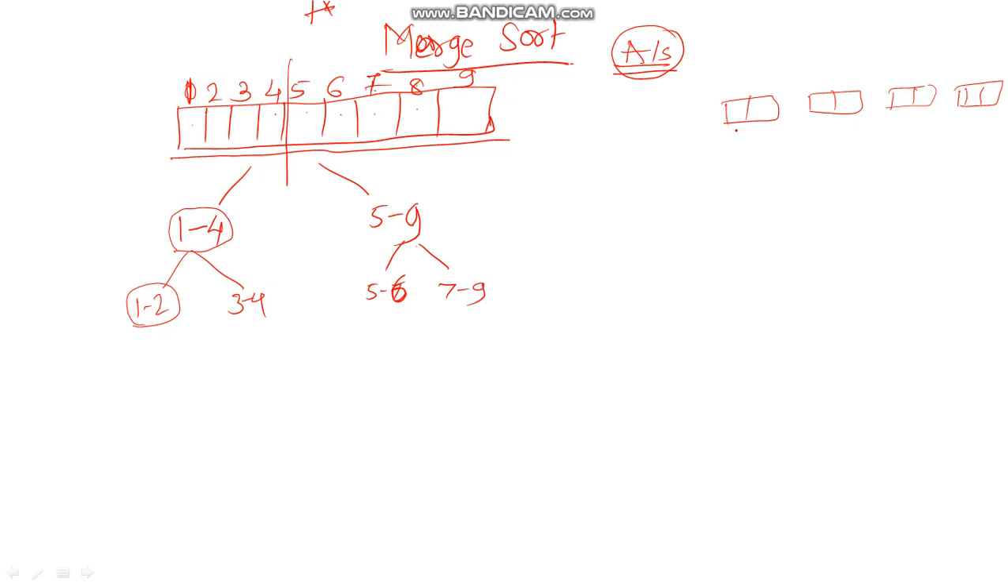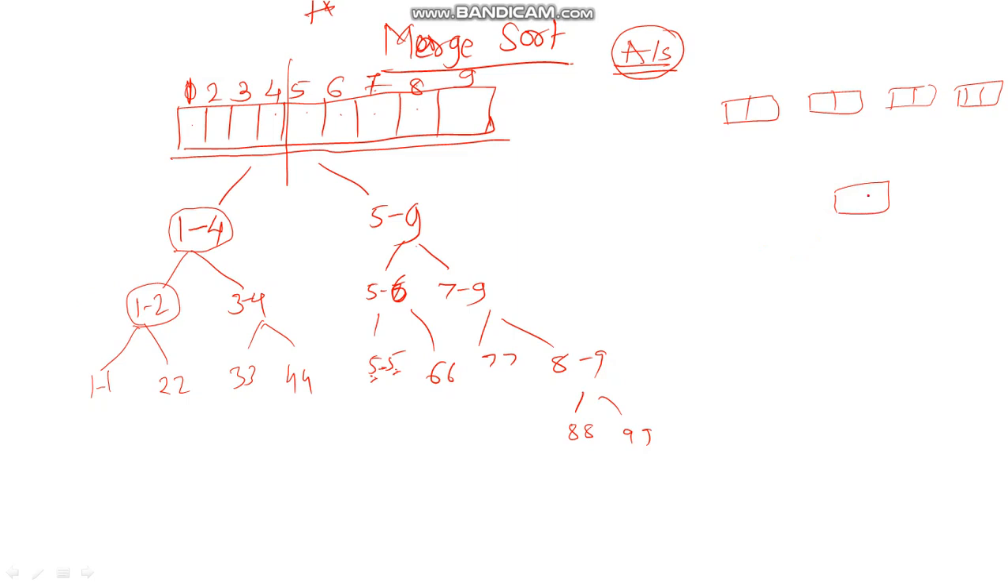Now you can proceed further. You can go on dividing until you have single elements. So 1 1, 2 2, 3 3, 4 4, then 5 5, 6 6. 5 5 means the array starts from 5 and ends at 5, that is, lower index is 5, higher index is 5. 7 9 will be 7 7 and 8 9, and 8 9 can be further divided into 8 8 and 9 9. Now an array consisting of a single element is always sorted.